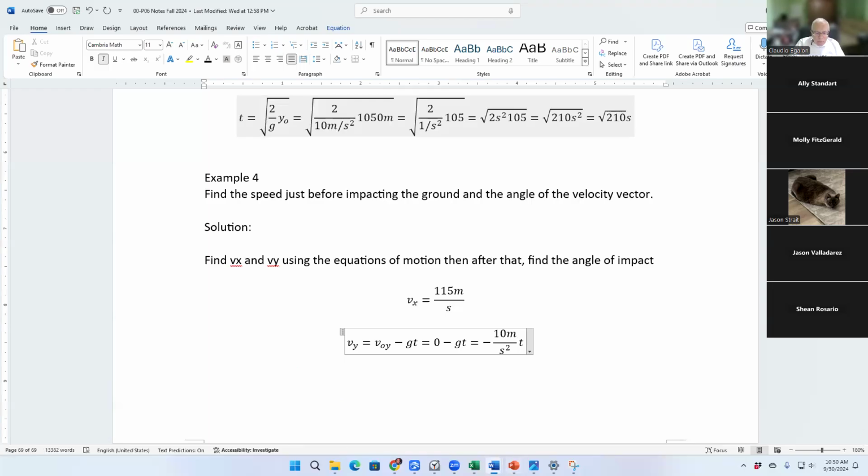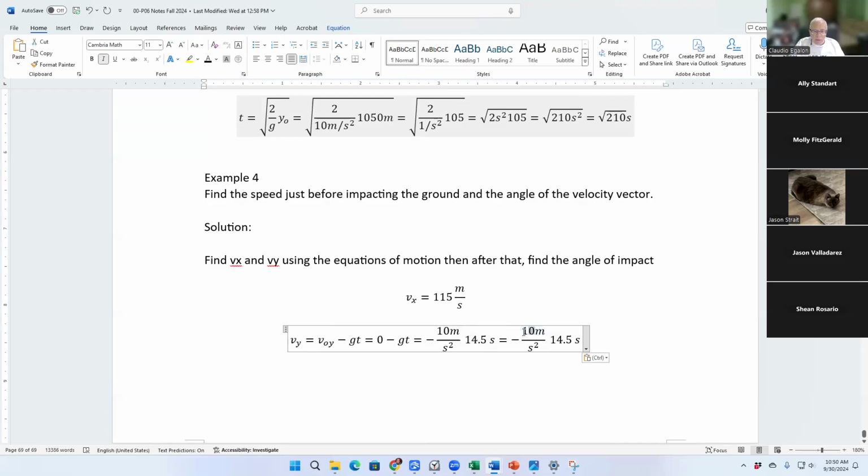T, what do you get for T? 14.5 seconds. Okay, and I want to put this 115 outside the ratio. And then you do the math. 145 meters per second, but this is the vector velocity is downwards. 145 meters per second. This second square cancels out to the second.